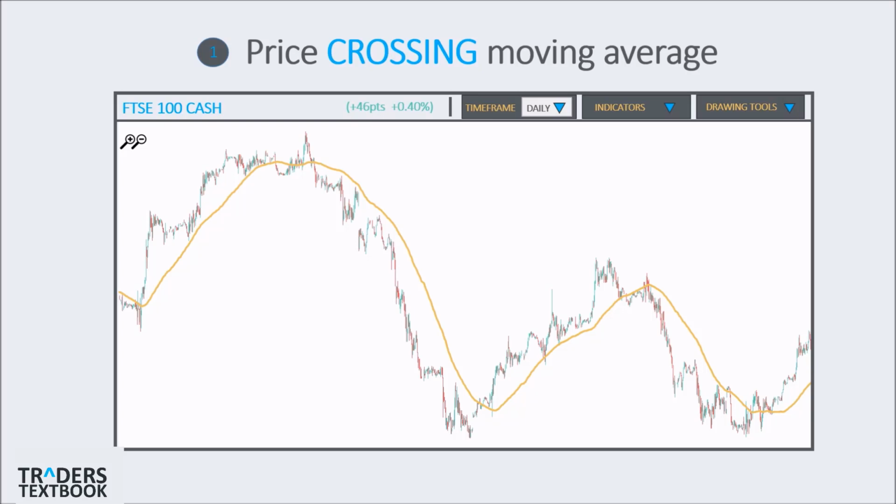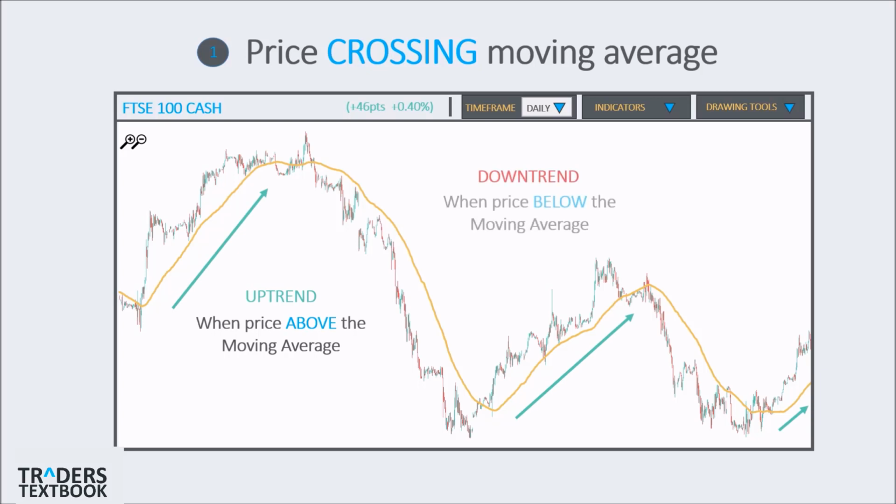As an example, a common number of periods for a moving average when using such an approach is a 100-period moving average, or a 200-period moving average. In this example, we are using a 100-period moving average on a daily chart. When the price is trading above the moving average, it suggests that the relative trend is considered to be up. When it's trading below the moving average, it suggests that the relative trend is considered to be down.